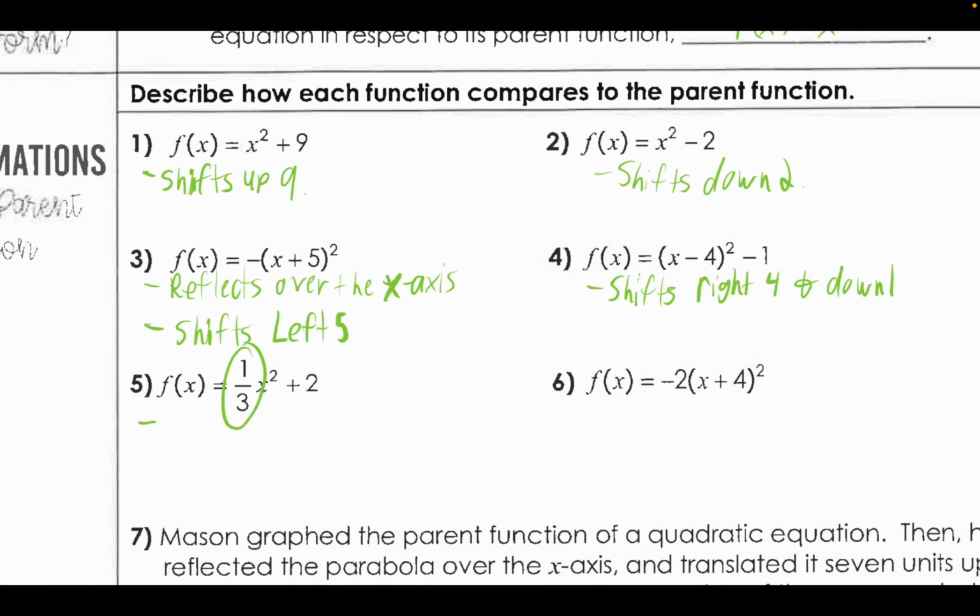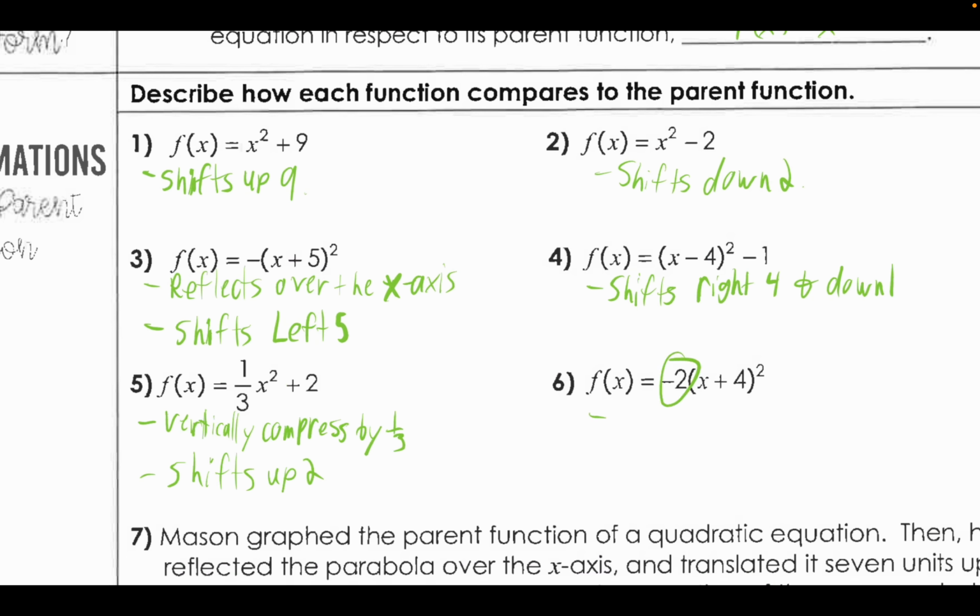Here, this 1/3 tells us it compresses because the absolute value of 1/3 is less than 1. You multiply something by a third, it gets smaller. So it's going to vertically compress by 1/3. And then this +2 tells us that it stretches, or excuse me, shifts, my apologies, I said the wrong word, shifts up 2.